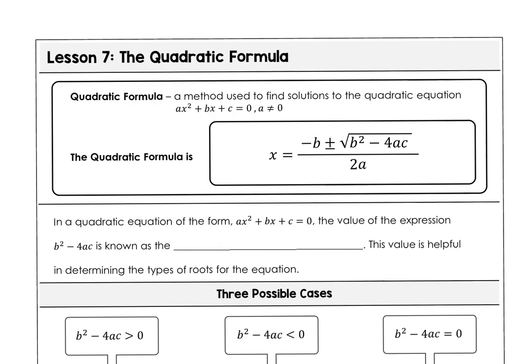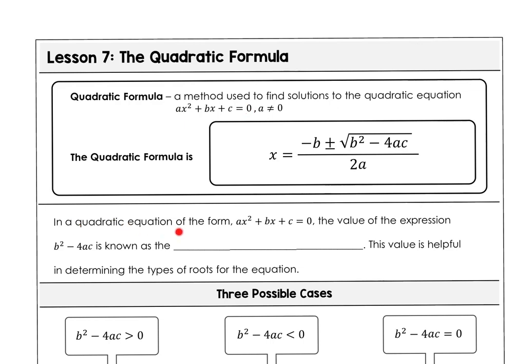The quadratic formula gives us the x-intercepts by using the opposite of b, plus or minus the square root of b squared minus 4ac, that entire quantity, divided by 2 times a. And we know that a, b, and c are the coefficients in standard form.